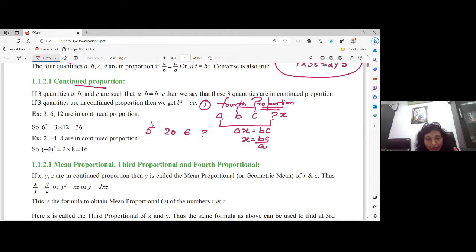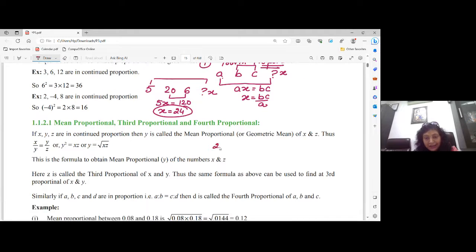That means product of extremes is equal to product of means. So we took it as X. 5X is equal to 120. So X is equal to 24. So this is the fourth proportion.